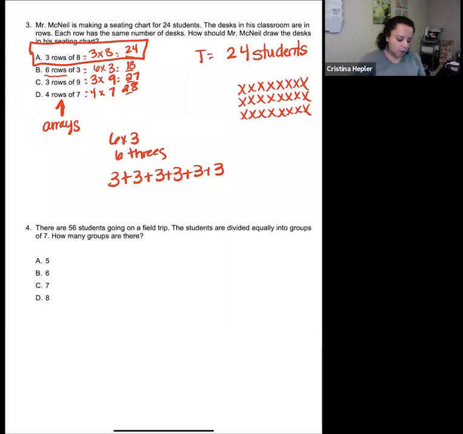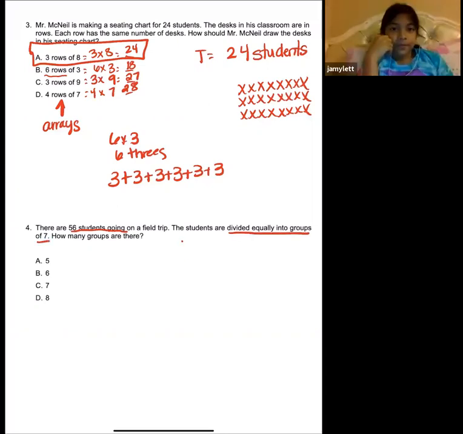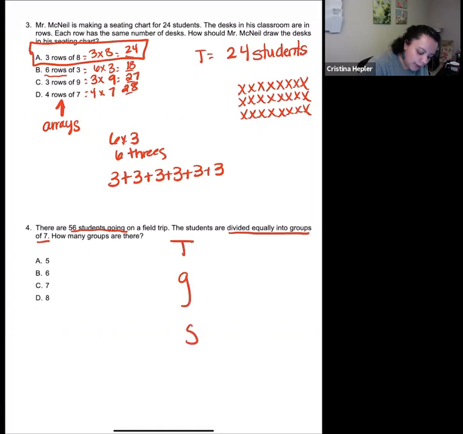All right, let's look at number 4. There are 56 students going on a field trip. The students are divided equally into groups of 7. They actually told you what operation you're going to do. Jamilet, what operation did they tell you you should do? I need a total, a group, and a size.